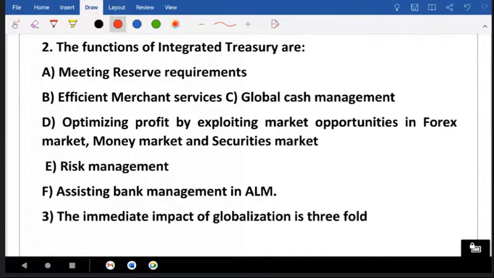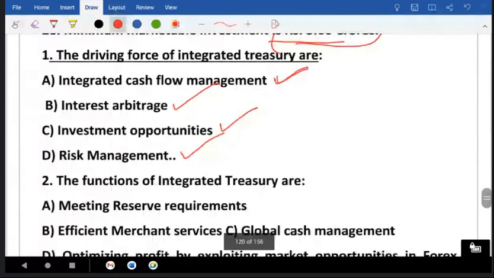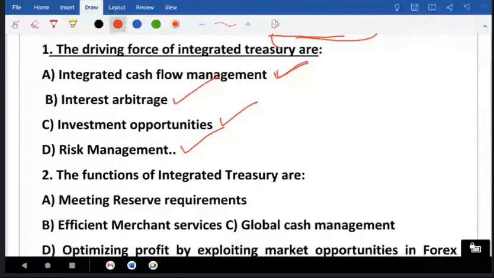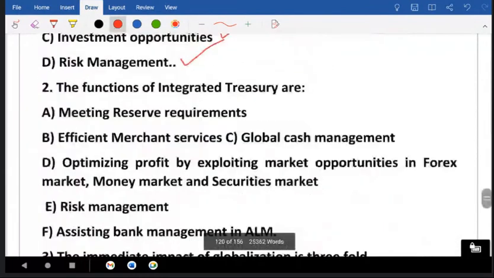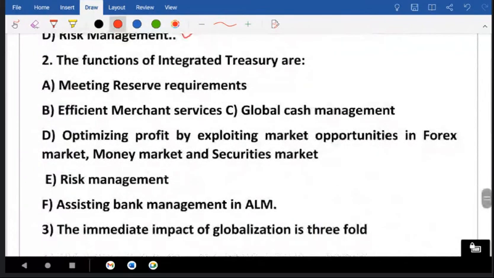Other than the driving force, we'll see the functions also here. Driving force is also one type of function only. You can see here once again: integrated cash flow management, interest arbitrage, investment opportunities, and risk management. In a broader sense this is the driving force, and at the micro level it becomes a function. So what are the functions of the treasury wing?